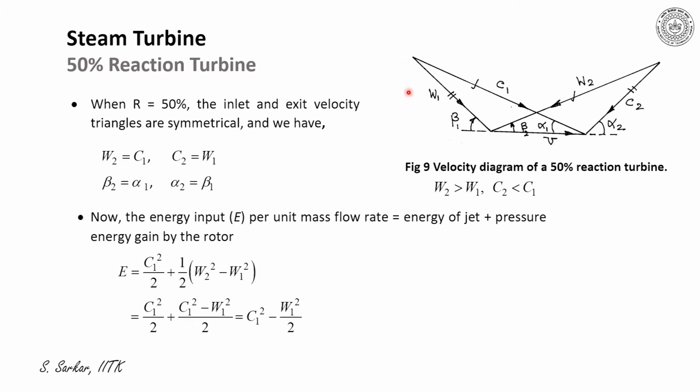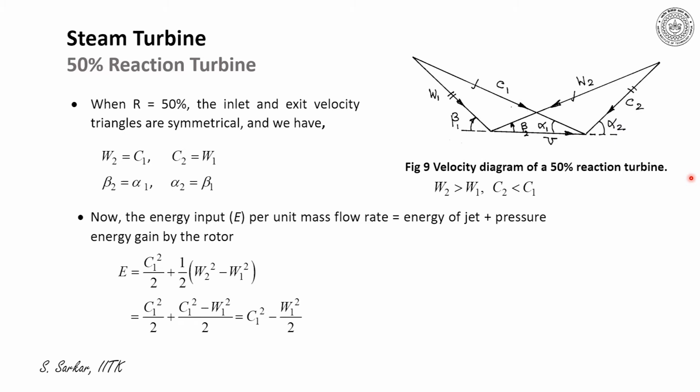Hence here I have indicated the velocity triangle of a 50% reaction turbine, both the inlet and exit velocities, and they are superimposed. Thus W1 plus U is equal to C1, and beta 1 and alpha 1 are the relative and absolute angles, while W2 plus U would be equal to C2, and I have also indicated beta 2 and alpha 2.